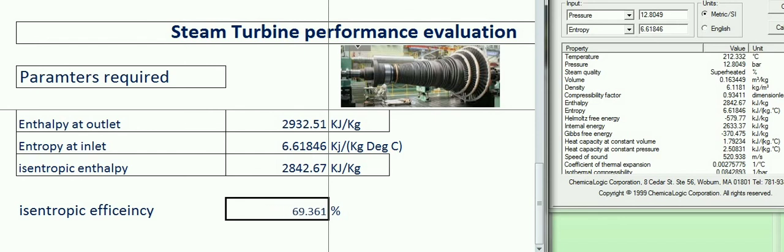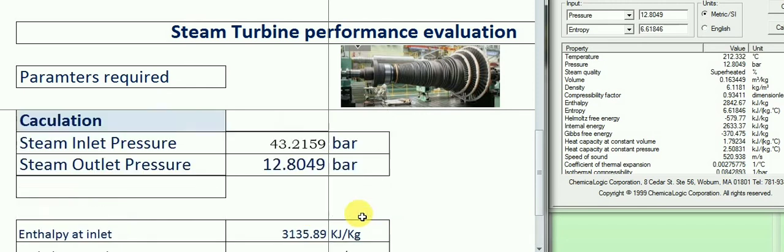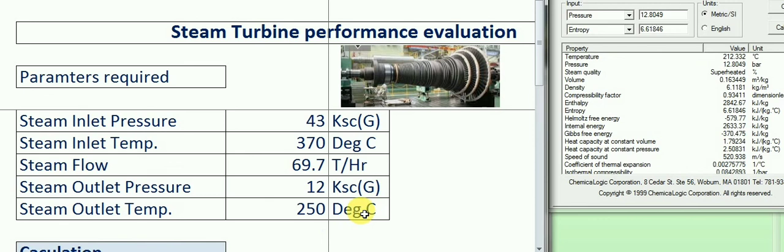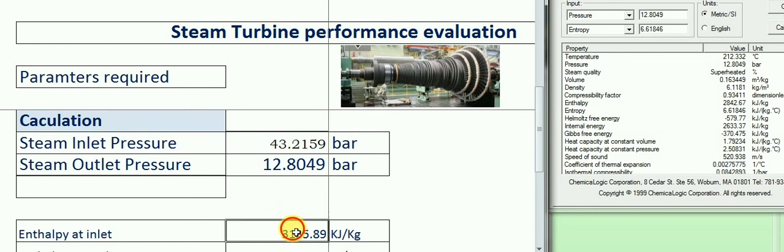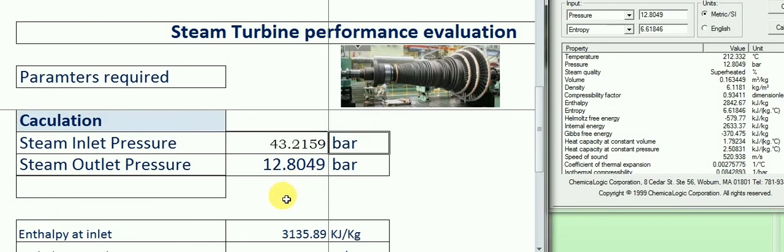I think it will be clearer if I explain it again shortly. What are the parameters required for the turbine efficiency calculation? Inlet temperature, inlet pressure, outlet temperature, outlet pressure. It is very simple. We can easily calculate within 5 minutes if we have the steam table. We first convert the units to bar absolute for inlet steam and outlet steam, and take the enthalpy from the steam table, and the isentropic enthalpy will be calculated.